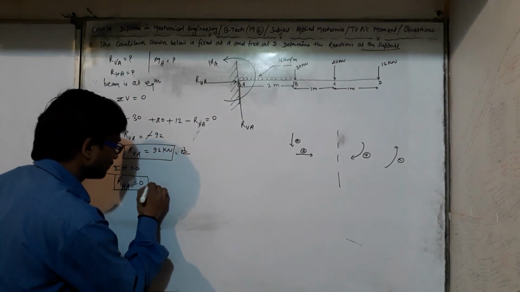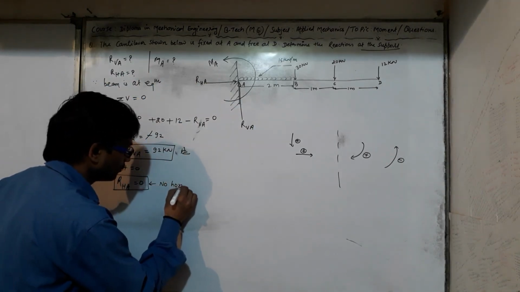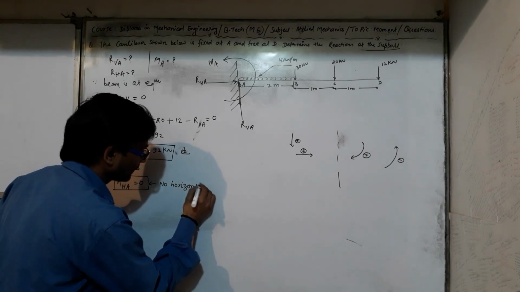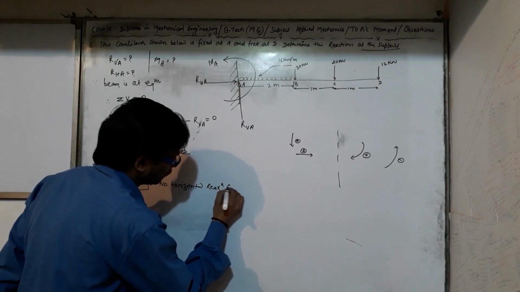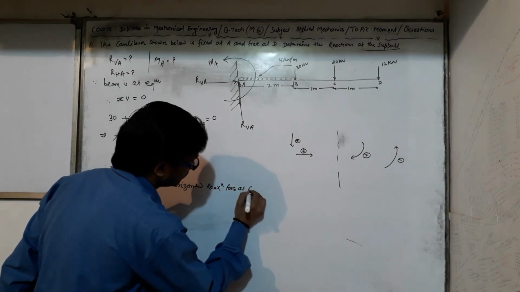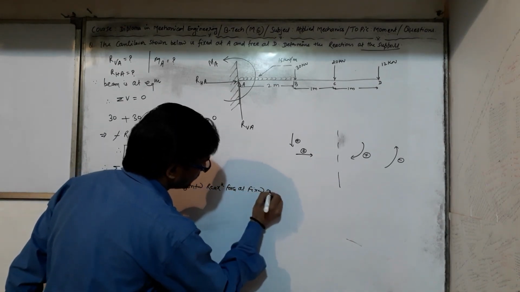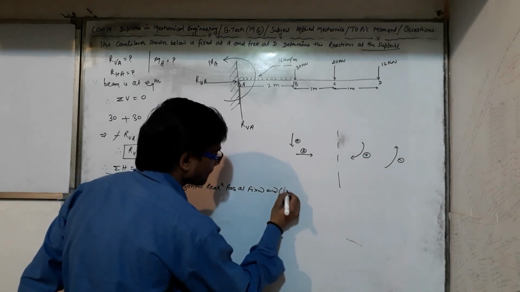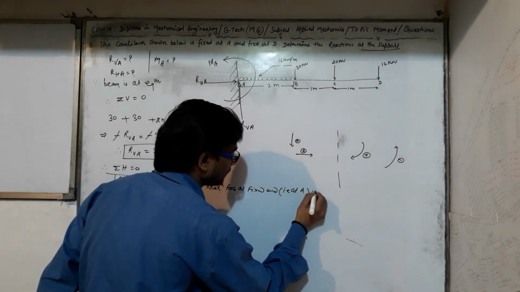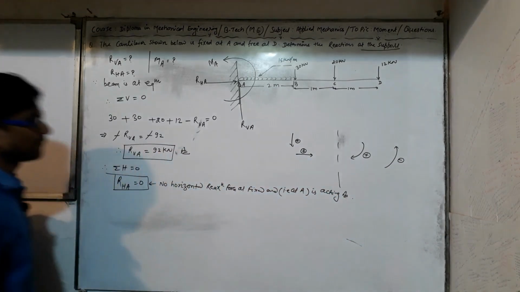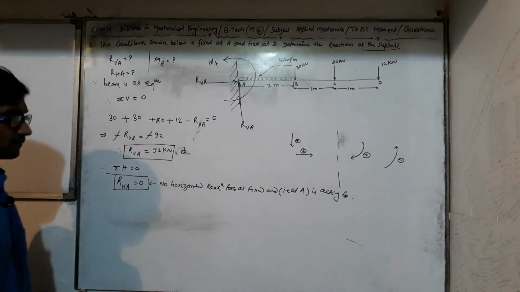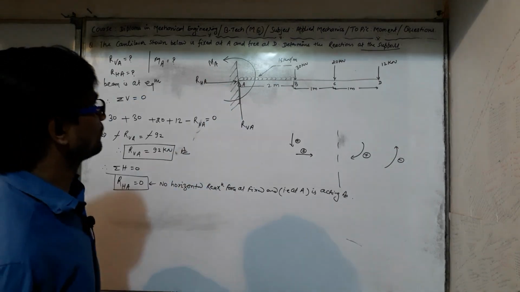So we can say no horizontal reaction force at the fixed end, that is at A, is acting. This is your answer. Next, we have to find the reaction moment at point A.